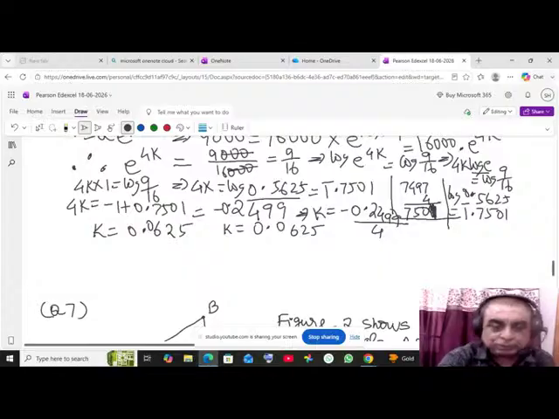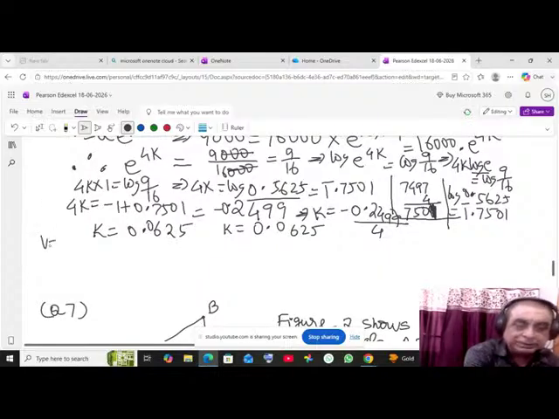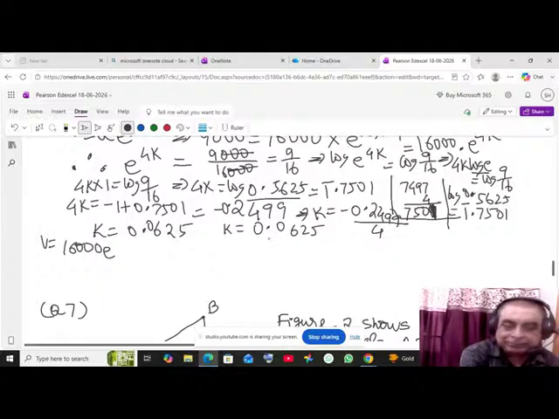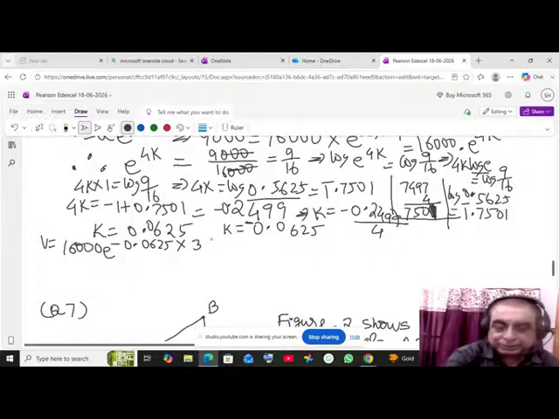So the required equation is V equals A, where the A value is 16,000, times e to the power of kt. The k value here is negative, minus 0.0625, times t.